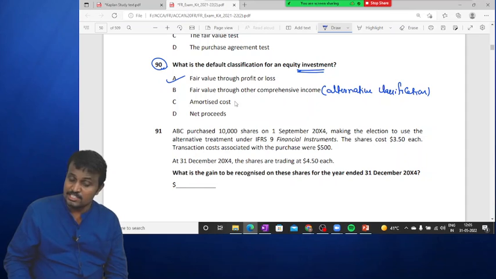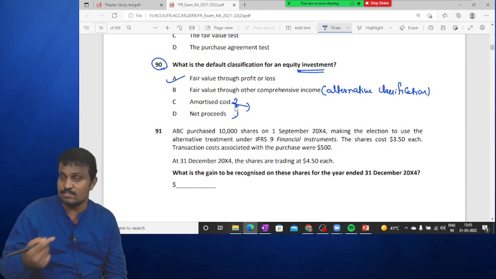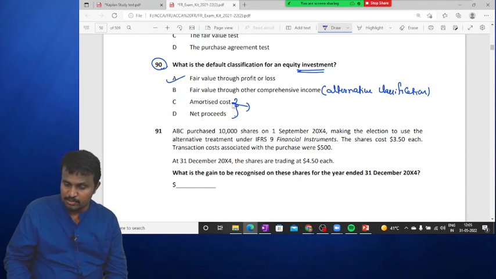Amortization cost is there, but amortization cost is not applied for equity instruments. This is applied for debt investment. This is applied for what? Debt investment. Next.